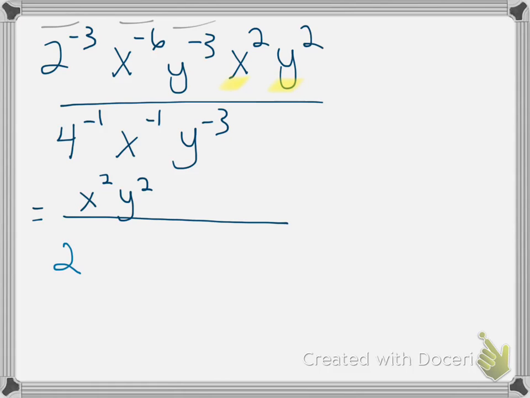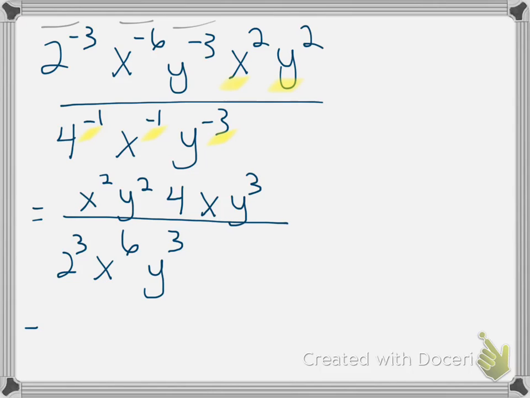So this will now become 2 to the power of 3 on the bottom. Let me make that the same color. So 2 to the power of +3, x to the power of +6, y to the power of +3. And then we're going to do the same thing for the bottom. Notice all of these have negative exponents, so all of those will change position on the fraction. So I'll have now a 4 to the +1, x to the +1, and y to the +3 now on top.